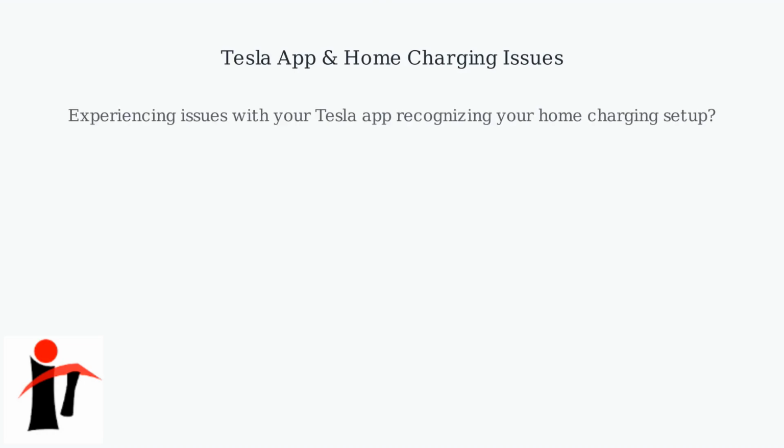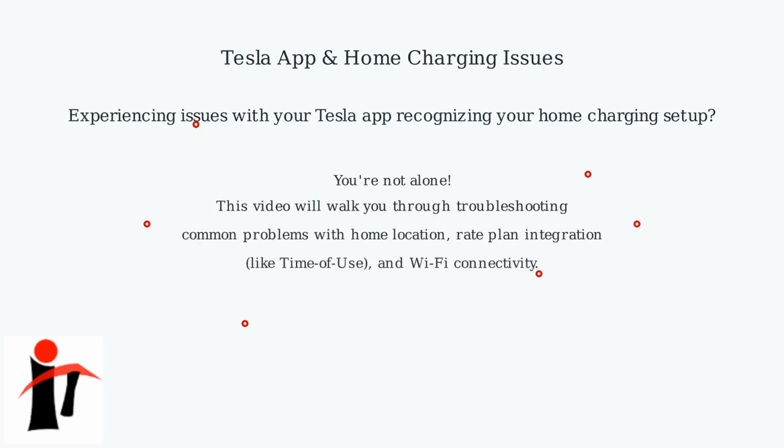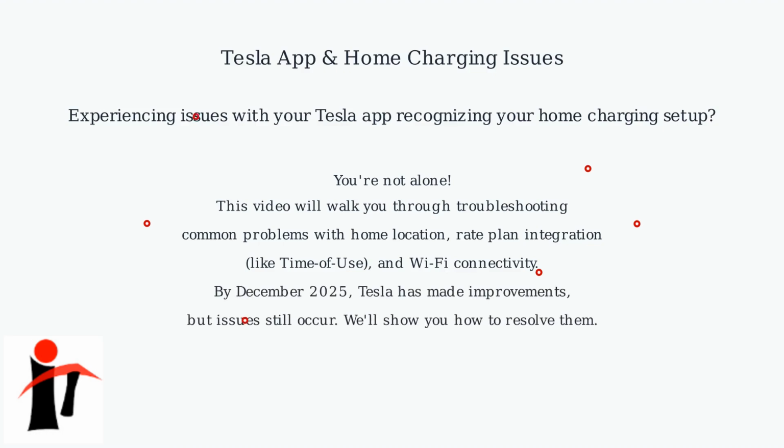Experiencing issues with your Tesla app recognizing your home charging setup? You're not alone. This video will walk you through troubleshooting common problems with home location, rate plan integration like time of use, and Wi-Fi connectivity. By December 2025, Tesla has made improvements, but issues still occur. We'll show you how to resolve them.